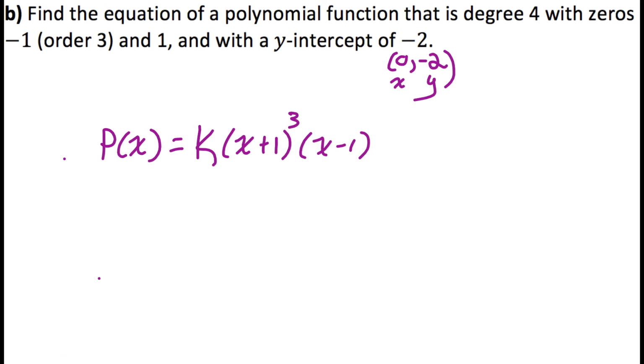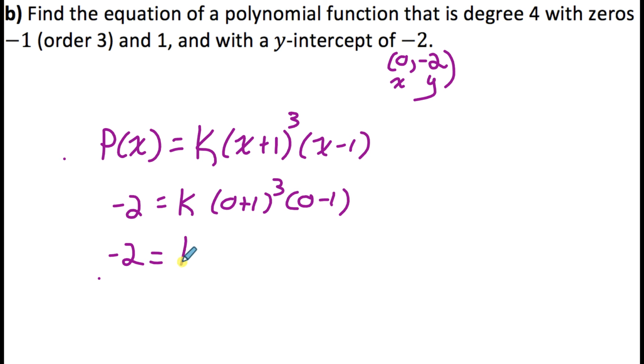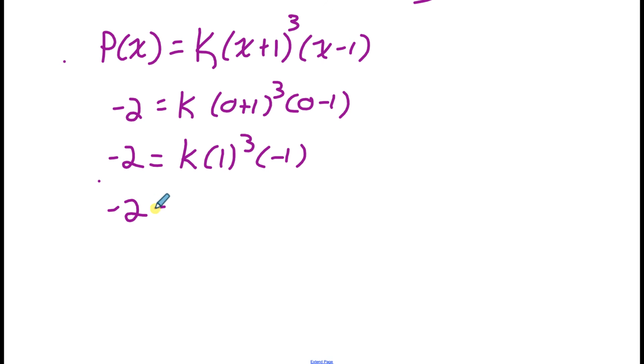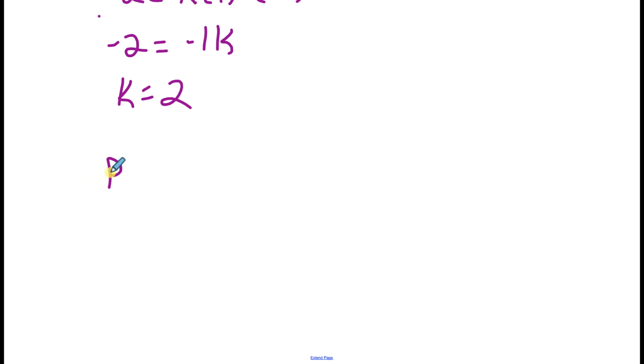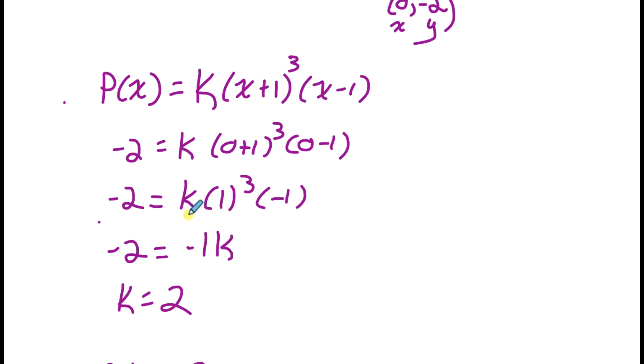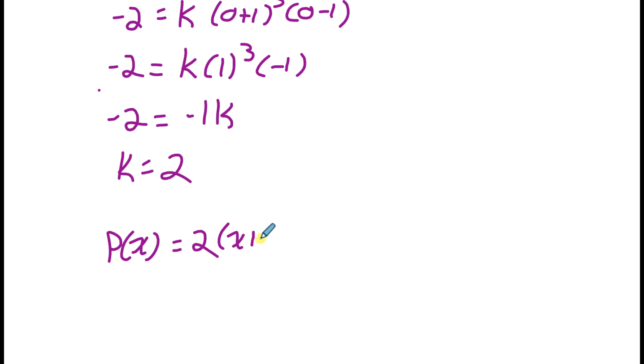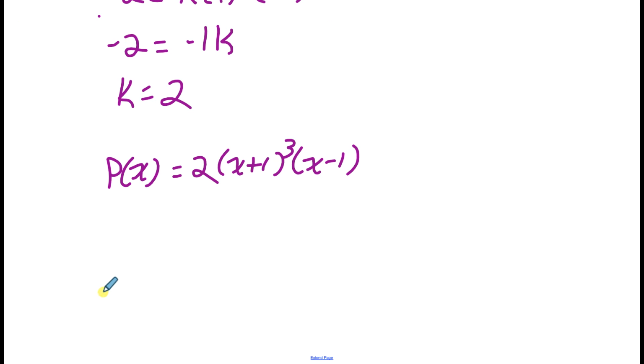And now let's solve for the equation that passes through this y-intercept, 0, -2. So plug -2 in for y, and plug 0 in for x. And then we can solve for k. So I have 1 cubed, that's just 1, times -1 is -1. So k times 1 times -1, that's -1k. Divide both sides by -1, and I get k equals 2. So my polynomial equation, p at x equals 2 times x plus 1 cubed times x minus 1. And there's my final answer.